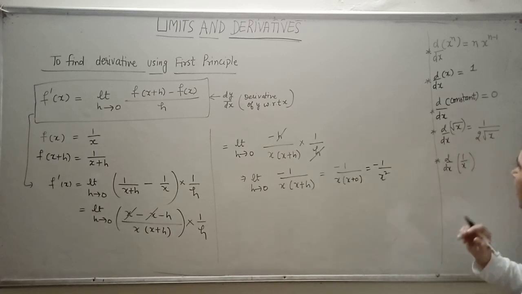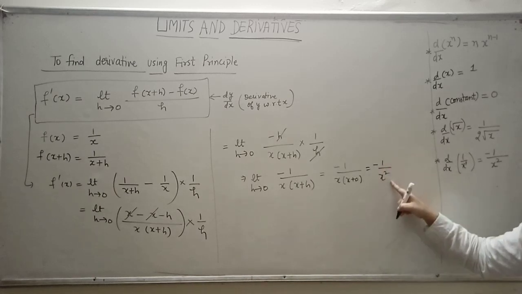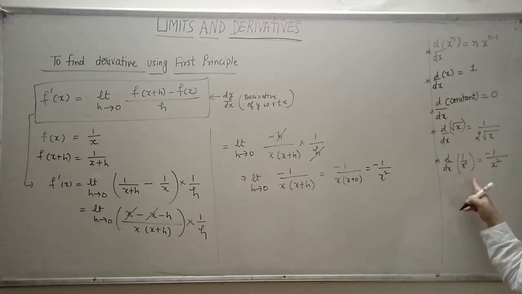d by dx of the derivative of 1 by x is equal to whatever is the power of this function. देखो x की पावर यहाँ क्या थी 1, उसको माइनस लगा के यहाँ लिखा -1 and increase this power by 1. This is minus 1 upon x squared. This many times you will use it directly.